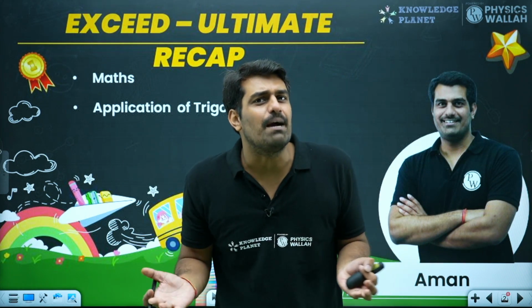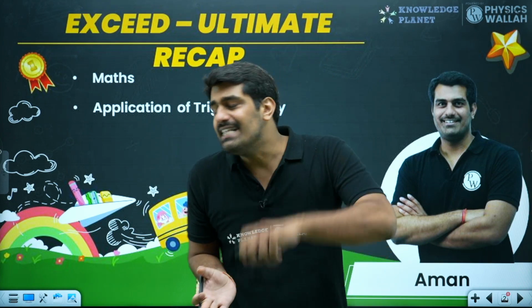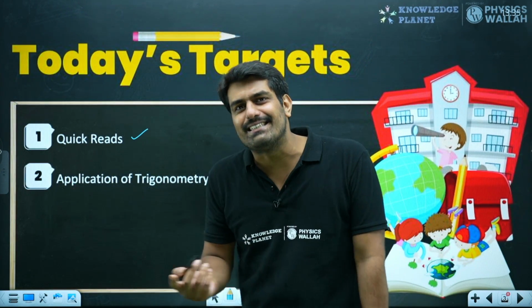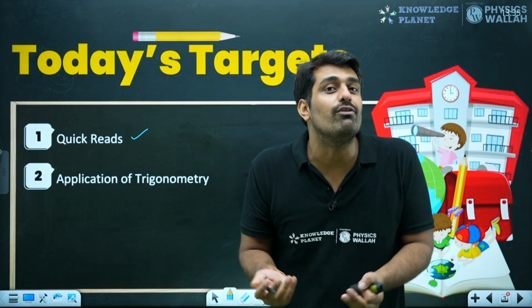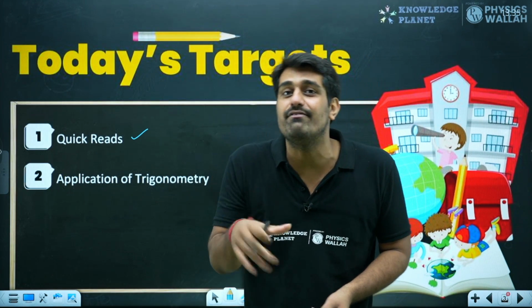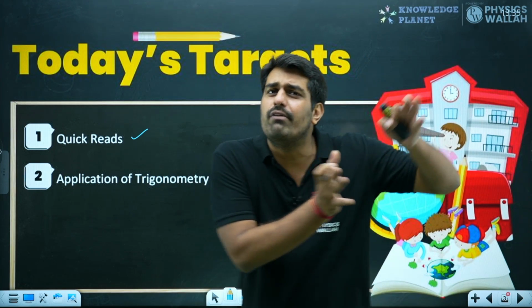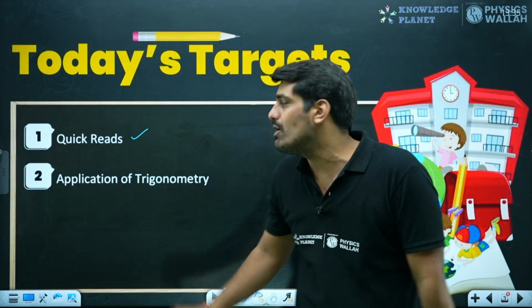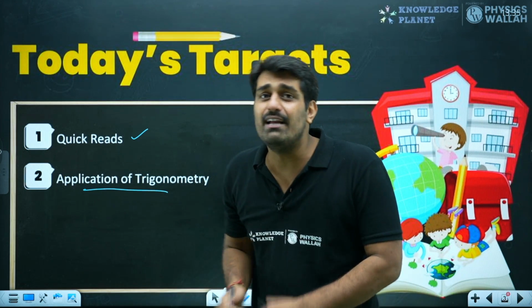So let's start the chapter. Why waste any more time? In this particular chapter, there is nothing new. First of all, quick read. In this section, I'll make you revise the few segments of trigonometry which we are going to use. Exactly whatever we have learned in trigonometry, we have to revise, and then we will talk about application of trigonometry. Will there be any theory?